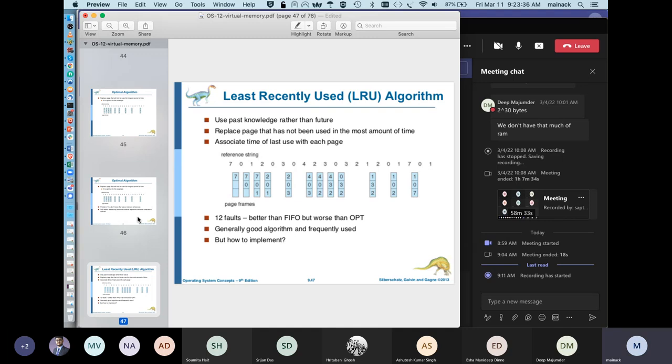In the optimal algorithm, you want to use knowledge of the future: which frame will not be referenced for the longest time in the future. Why don't we just use the past? Replace the page that has not been used for the most amount of time. So instead of looking in the direction of the future, you look into the past and ask which one has not been used for the longest amount of time.